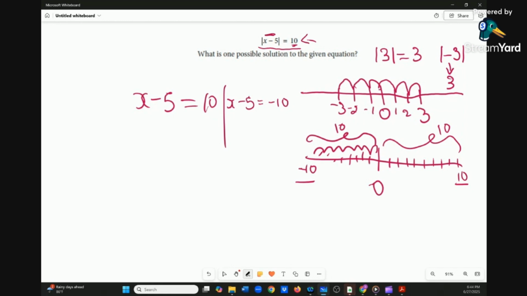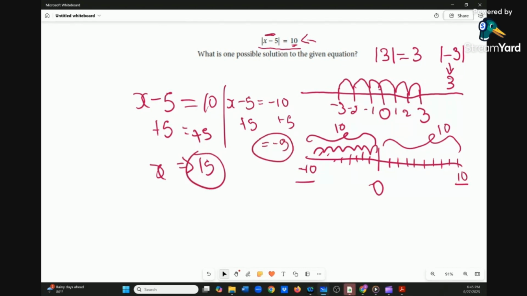So what would I do? I would add 5 to both sides, and so that's going to be 15. I'll just do it outright. So that means x is 15. And then here, of course, we are also adding 5 to both sides. And so that means x is -5. So we have 2 solutions. So for this question, either would be acceptable.